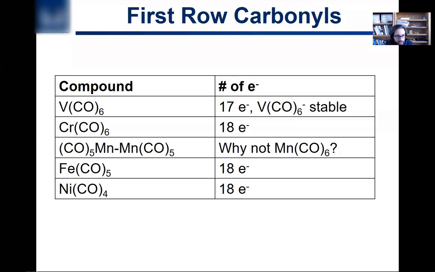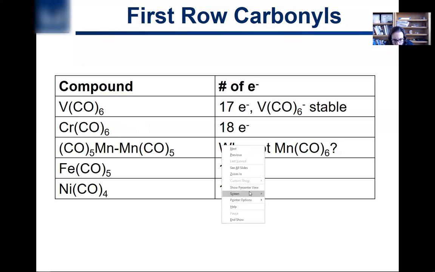So I thought it'd be interesting to take a look at some of the different carbonyls, particularly here we're just looking at some first row transition metal carbonyls. Carbonyls are known to form a wide variety of different structures because, as you'll see, they can form bridging ligands. And so let's go through this a little bit here.